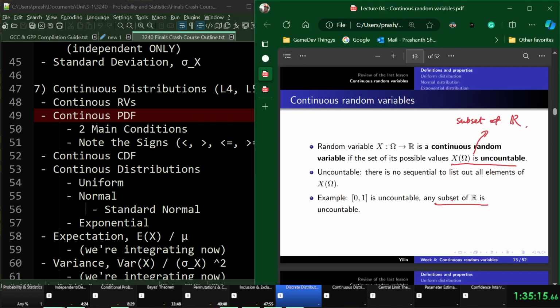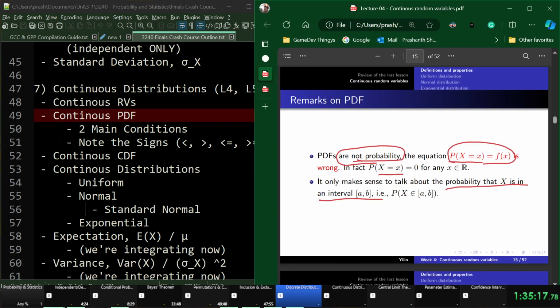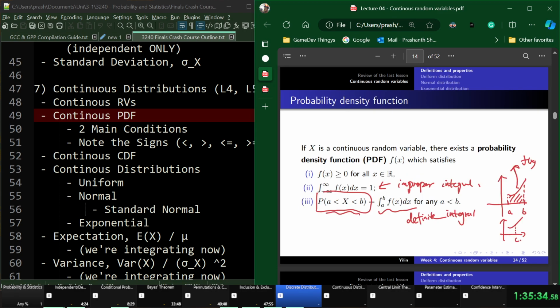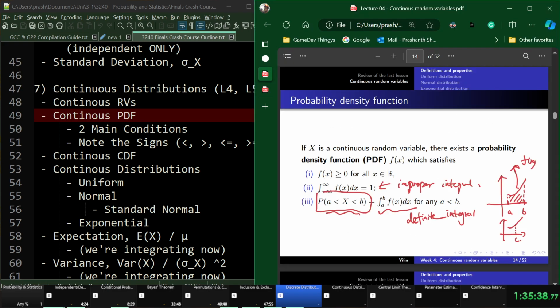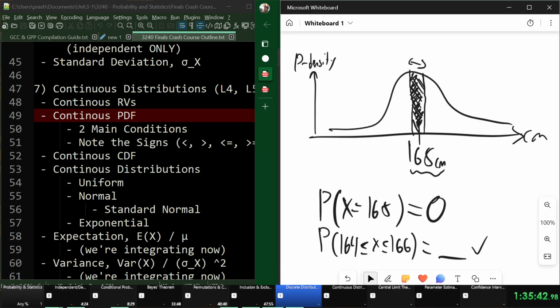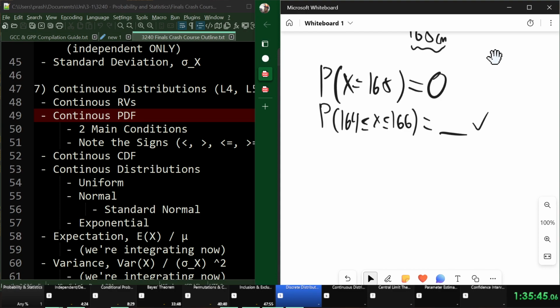Let me check whether I got my terminology right. PDFs are not probability. Yeah, this is what I mentioned earlier. You cannot use an equal sign. Probability of equals anything is 0. You can only talk about ranges. So PDF is a probability density function. Right, so we're talking about how probability can only exist in ranges.